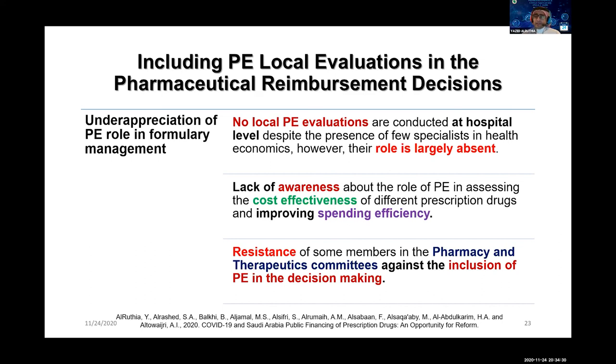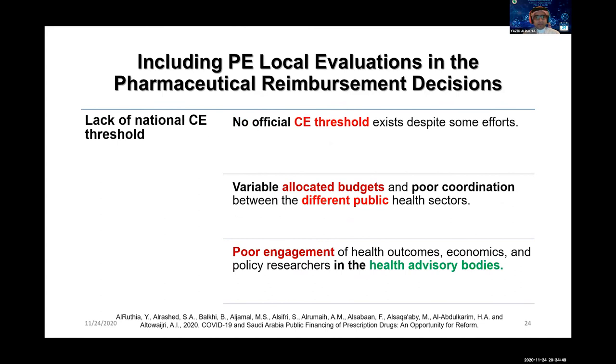Resistance of some members, especially some medical doctors, to include pharmacoeconomics in the decision-making process. However, unfortunately, we have actually seen a change in the wave, and physicians are becoming more receptive to the application of pharmacoeconomics and more actually encouraging the role of pharmacoeconomics in assessing different health technology, including medications.